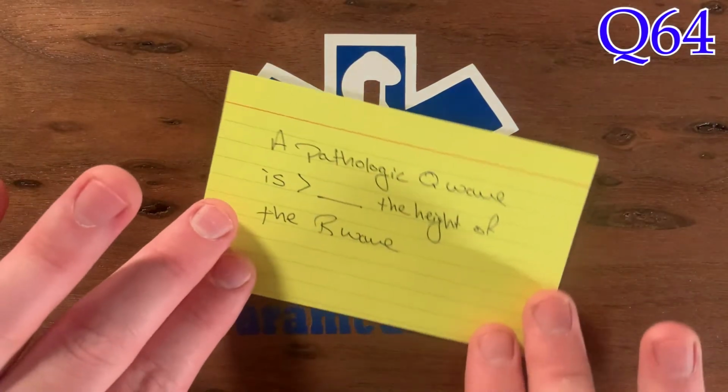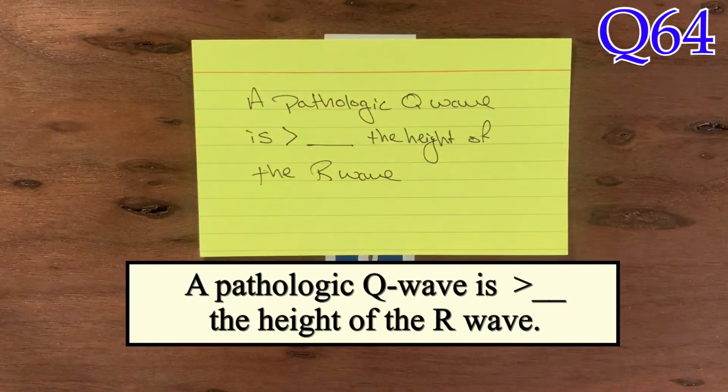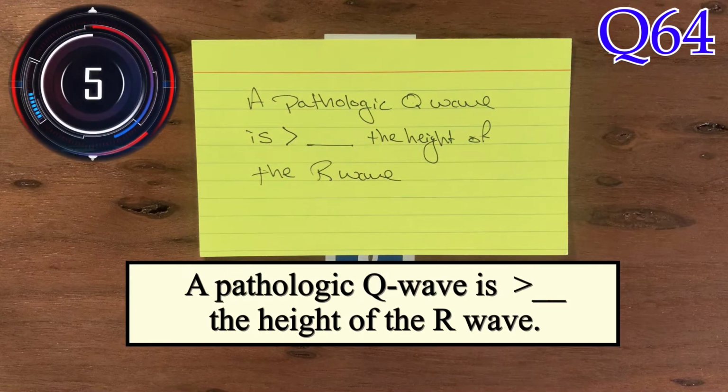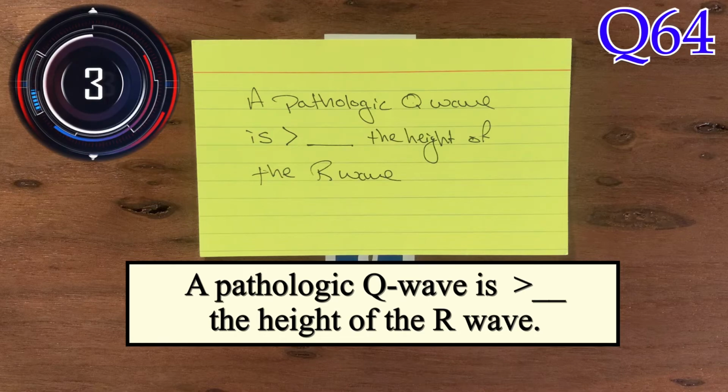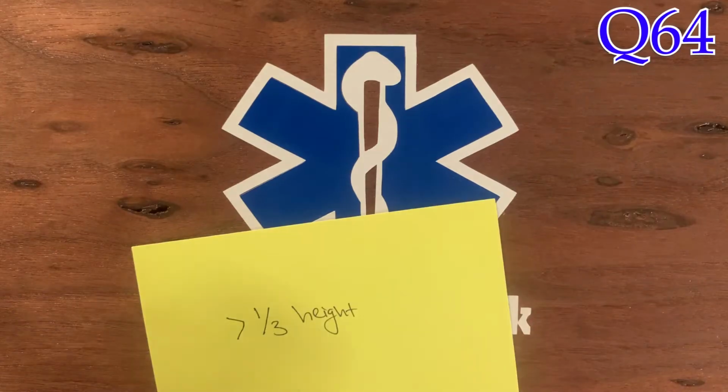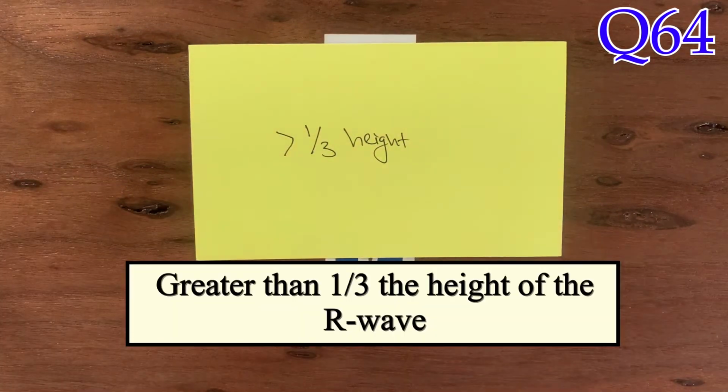A pathologic Q wave is greater than blank the height of the R wave. So a pathologic Q wave is evidence of a previous myocardial infarction. In order to be considered pathologic, the Q wave must be greater than 1/3 the height of the R wave. Moving on to question 65.